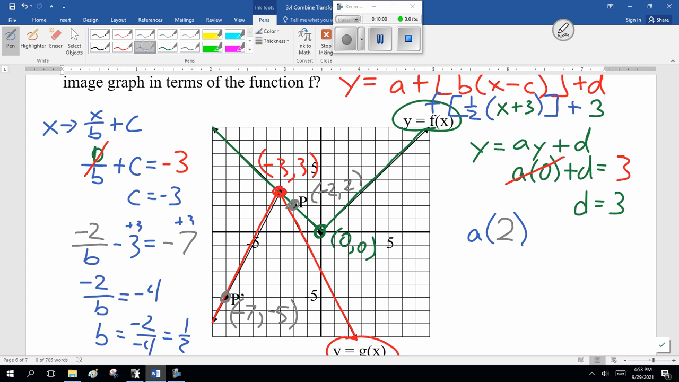That plus 3 equals our new y value, which is minus 5. So, solving this one, before I lose it, subtract 3 from both sides. 2a equals minus 2. A equals minus 2 over 2, which is minus 1.